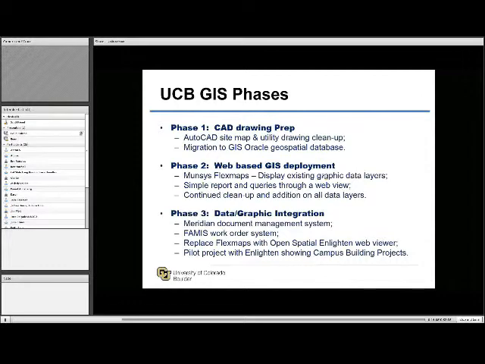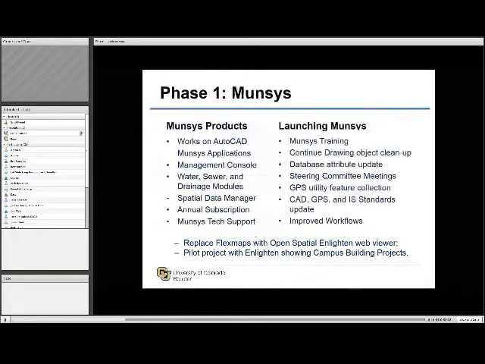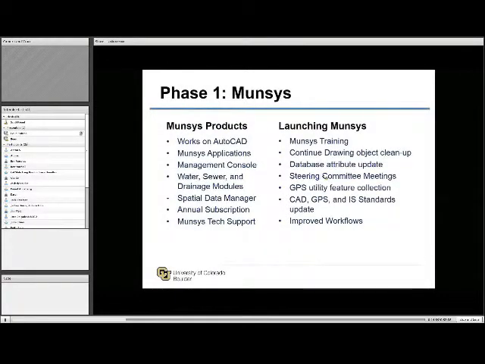Ilene, maybe you want to talk to this one? Sure. So when we went through phase 1, we were able to purchase a variety of products right up front just to get us launched and get started. And the biggest part was the Munsys application that helped us do the editing. We were able to edit everything within AutoCAD, using knowledge and years of experience with AutoCAD to edit directly in Munsys. We had a management console that took care of developing the data tables and such.